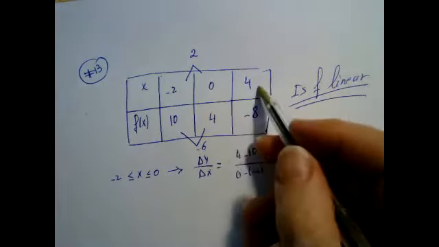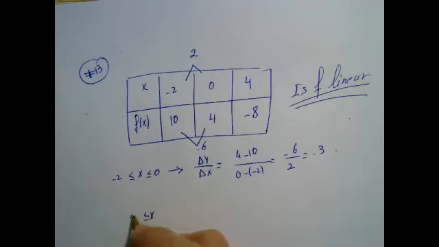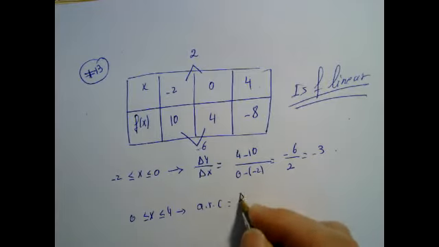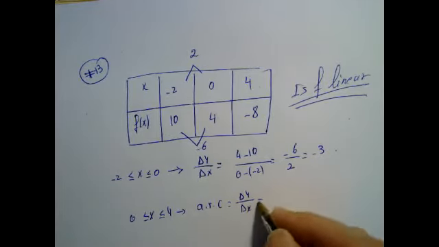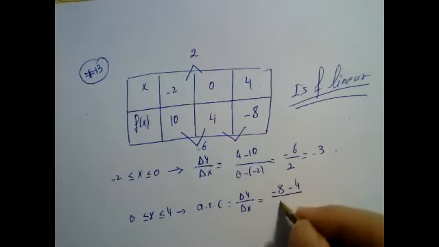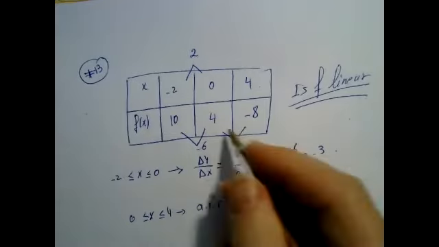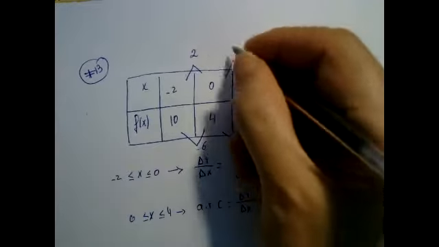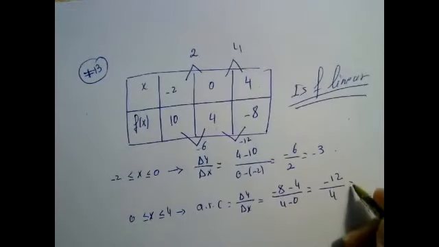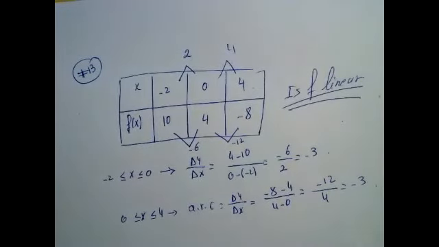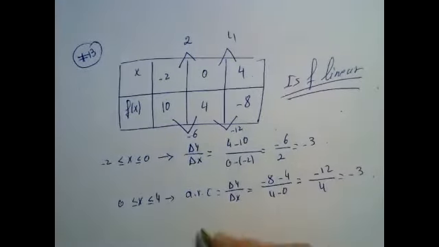Now what happened between 0 and 4? What is the average rate of change? Or what's the change of output over the change of input? Between 4 and -8, it's -8 minus 4 divided by 4 minus 0. Means from here to here, we went down by -12 over 4. This is -3. So this function is linear because the average is absolutely the same. So f is linear.